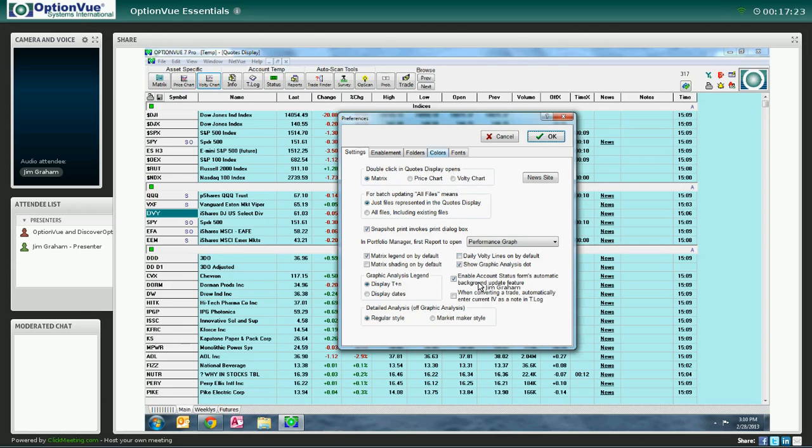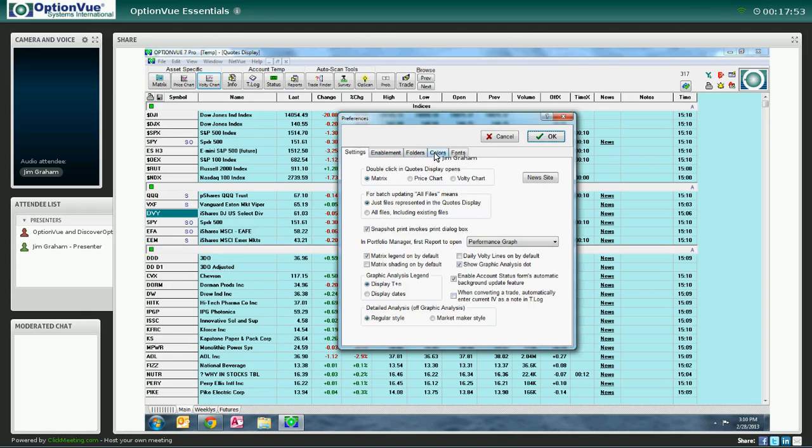And then, let me see, oh here, when converting a trade, automatically enter current IV as a note in your key log. So when you hit convert trade to put something in your transaction log, if you have this checked, it will automatically, in the notes field, put in what the current IV of that option is.